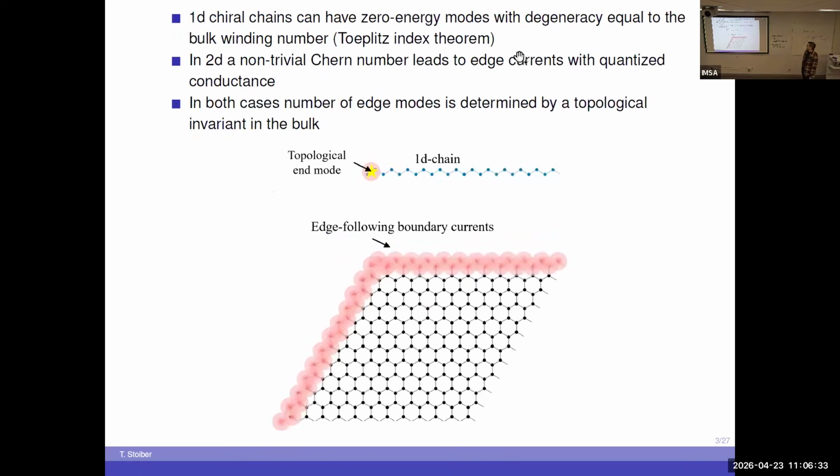So a bit of a recall. What does the bulk-edge correspondence look like in one and two dimensions? As everybody here probably knows, a one-dimensional chiral chain can have topological end modes, zero modes localized at the end of a chain. Physicists would call it the Zak phase, probably, but a mathematician would say basically the Toeplitz index of the off-diagonal part of the Hamiltonian.